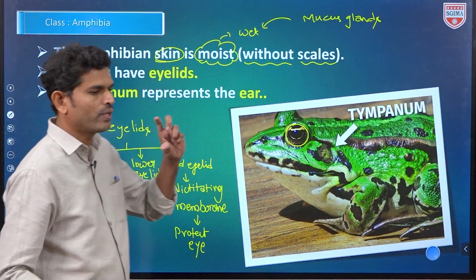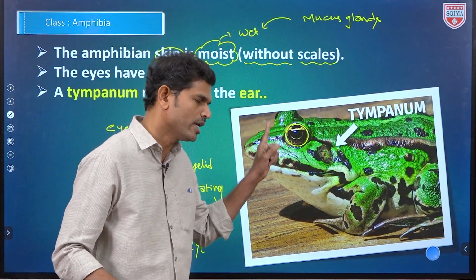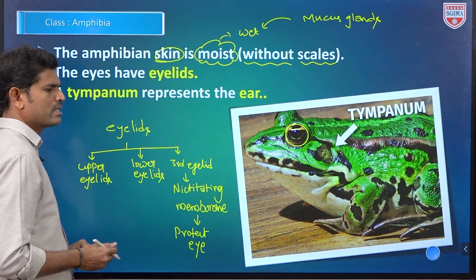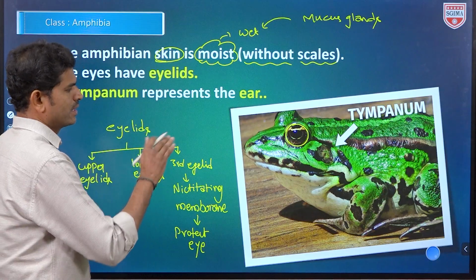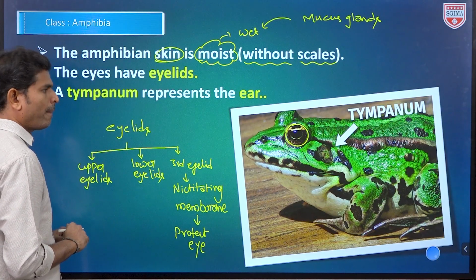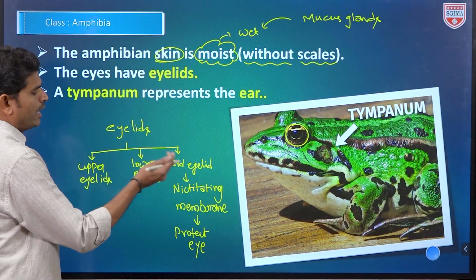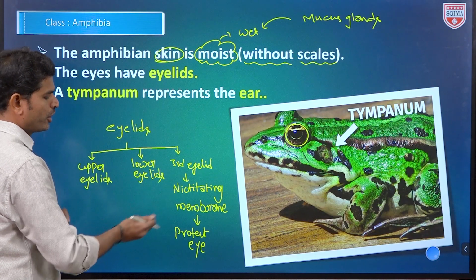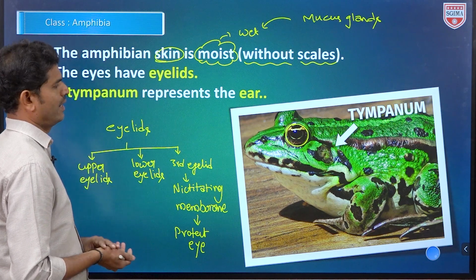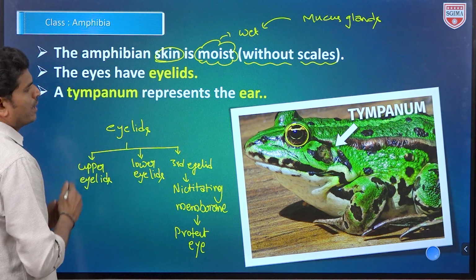Just like we wear spectacles, this is a natural, inbuilt mucous membrane structure. In reptiles also, like crocodiles, these organisms contain this nictitating membrane. So eyelids are present: upper, lower and the third eyelid, the nictitating membrane, which helps to protect the eyes of the organism. Okay, so this is a little important.